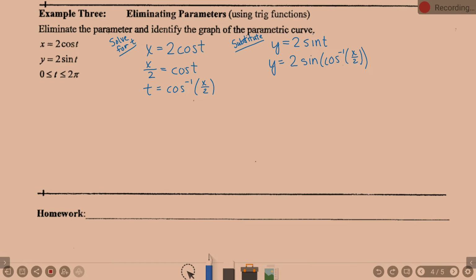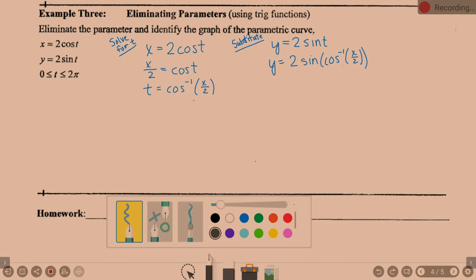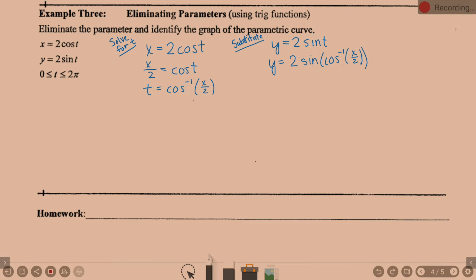Okay, well, let's see. We eliminated the parameter, yes? However, you're also supposed to be able to identify this. Is this something you can identify? Sine inverse. We might throw this in the calculator later because I am curious to see what it comes out to be. But not right now, not yet. Stay with me.